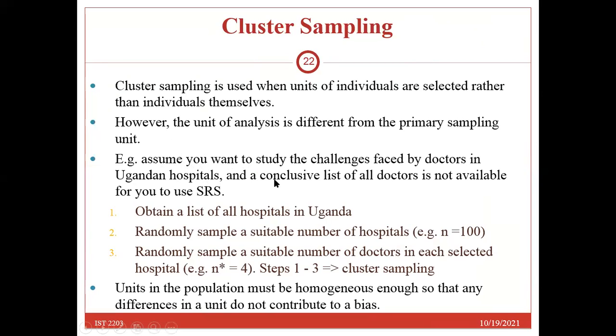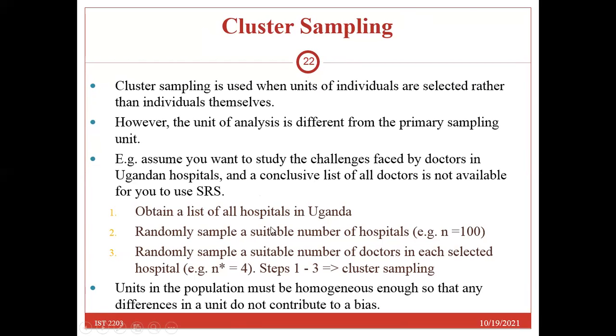So assume you want to study the challenges faced by doctors in Ugandan hospitals, and a conclusive list of all the doctors is not available for you to use SRS. So what you do, you first obtain the whole list of the hospitals. Now the hospitals are the clusters. Remember we said cluster uses units of individuals rather than individuals themselves. That's what the cluster is, a unit of individuals. So you use a hospital. Now the hospitals will be the clusters. So you get a list of all the hospitals.